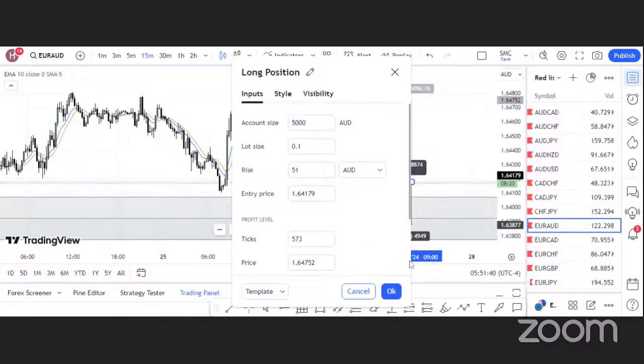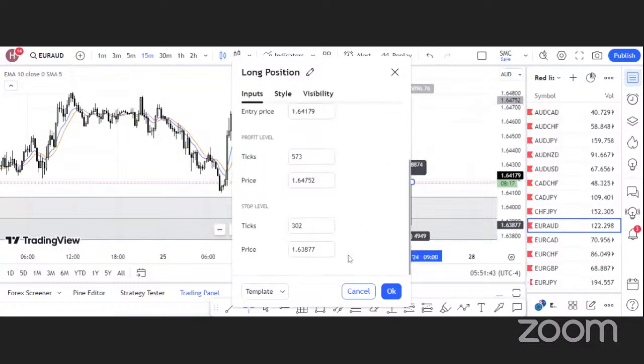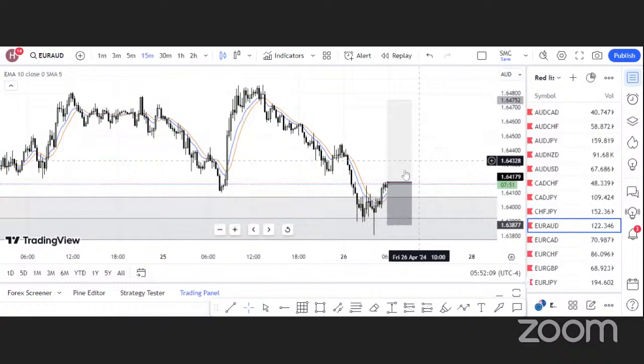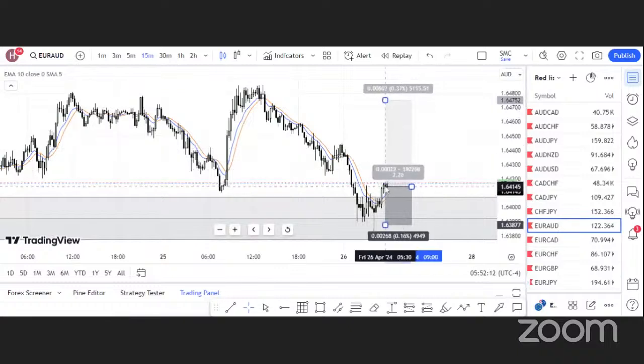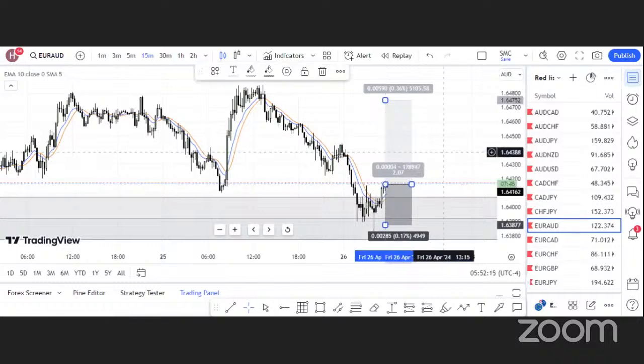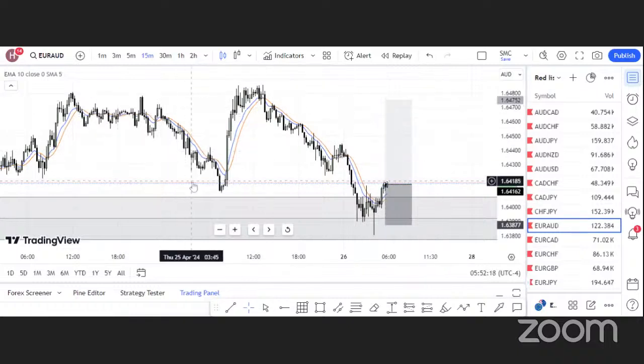All right, so I've just decreased the stop loss. So let's see how much we are risking now. Right, so I think this is better. So guys, let's place a buy trade. Open a buy position on Euro AUD.